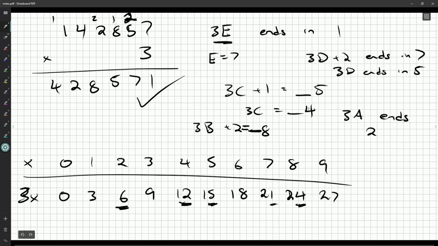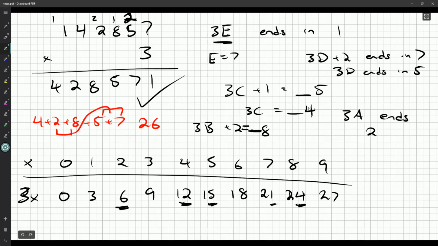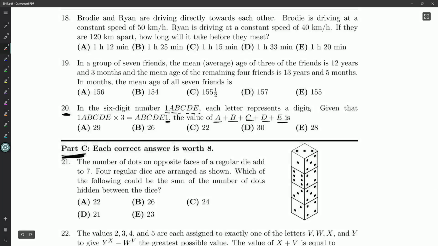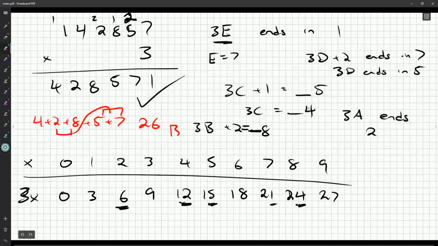And so what do we want to know in the question? We want to know the sum of the digits. So 4 plus 2 plus 8 plus 5 plus 7. We didn't want to include that one. It was just A plus B plus C plus D plus E. That's a 10. That's a 12. So together those are 22 plus another 4, 26. So 26, and that is B. So we will finish off part B with an answer of B, and that's kind of poetic.